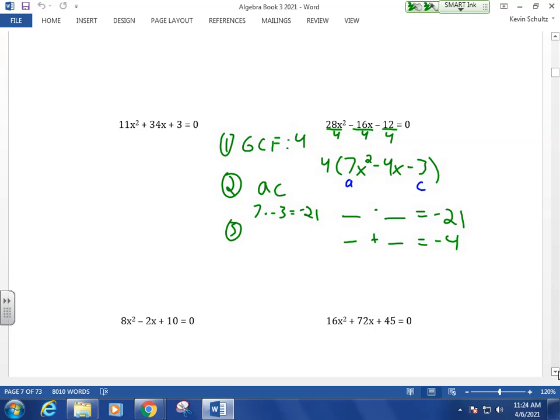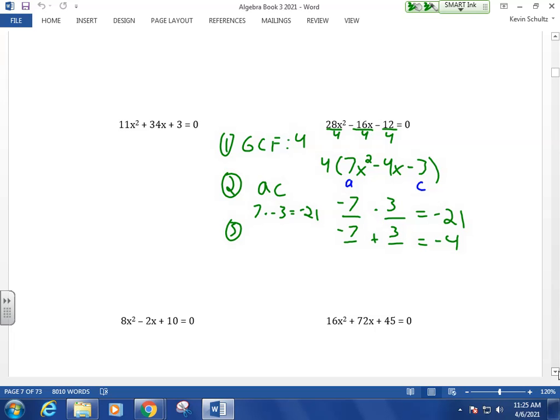Who's got an answer? Brady. Negative 7 and 3. Negative 7 and 3. Negative 7 times 3 is negative 21. Negative 7 plus 3 equals negative 4. Okay. Any questions on what we've done so far here?